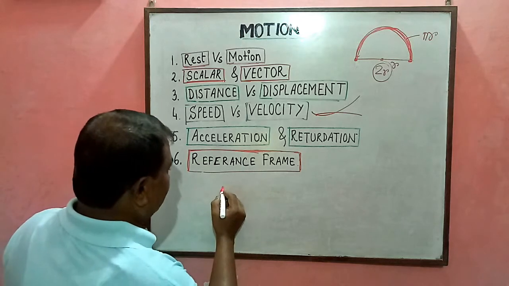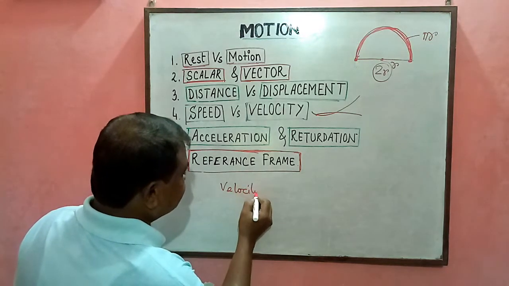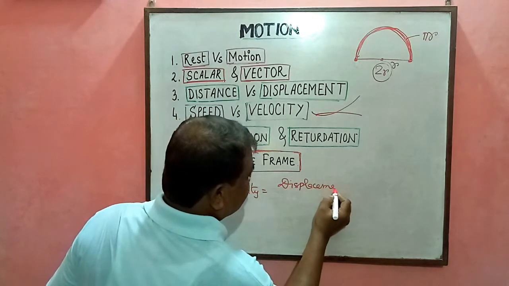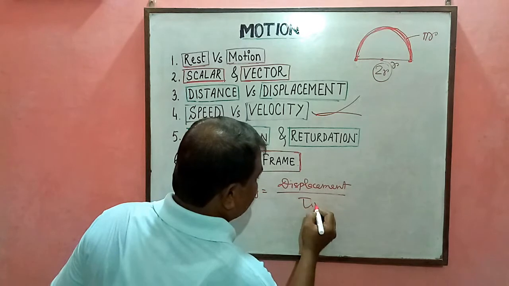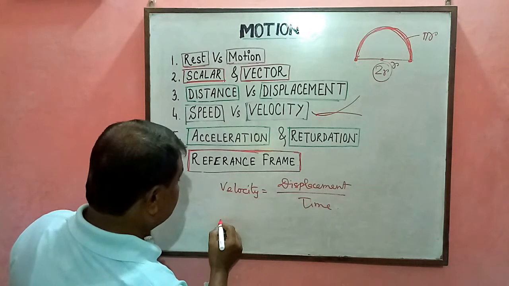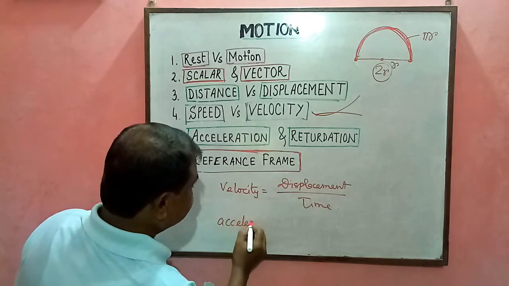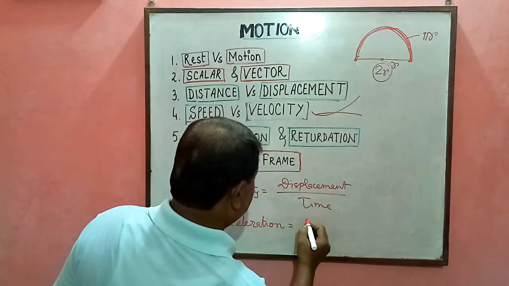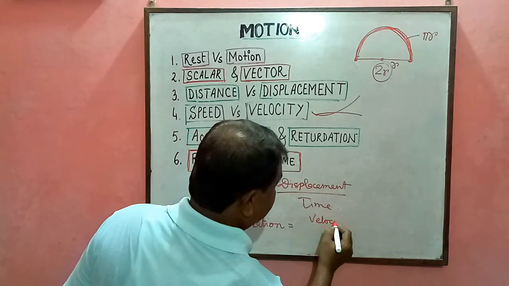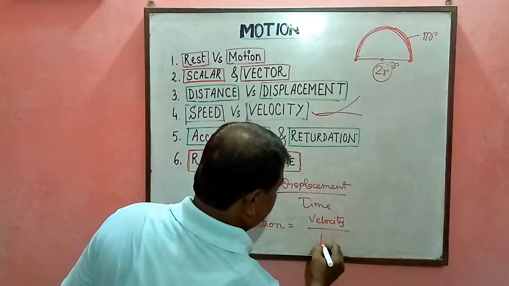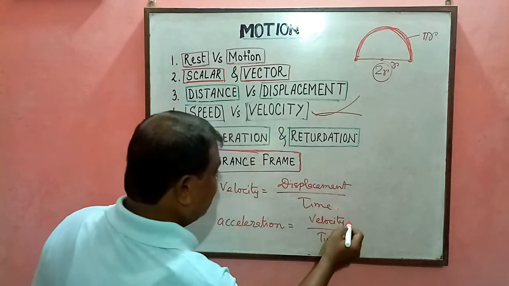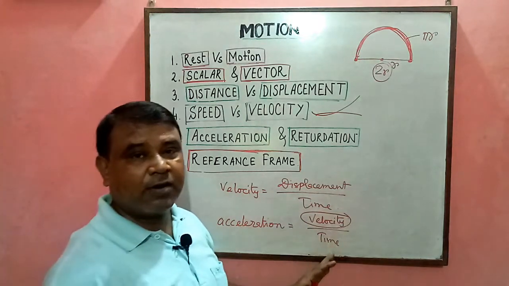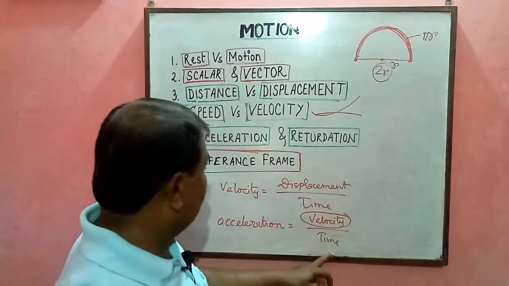That means velocity is equal to displacement upon time, and acceleration is your change of velocity upon time. This is obviously change of velocity upon time. So the rate of change of velocity per unit time is called your acceleration.